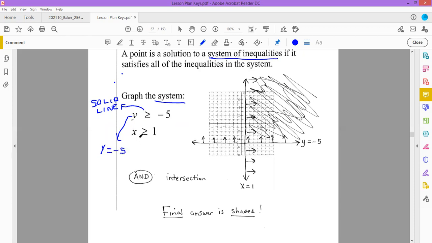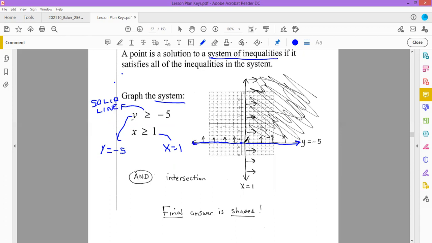If that were y equal to -5 and x equal to 1, how would these lines be created? We go through the y-axis at -5. So that's what we're going to do. We're going to go on the y-axis to -5 right here. And the graph of this line is going to be a solid horizontal line that cuts through the y-axis at -5. So it'll be a solid line.